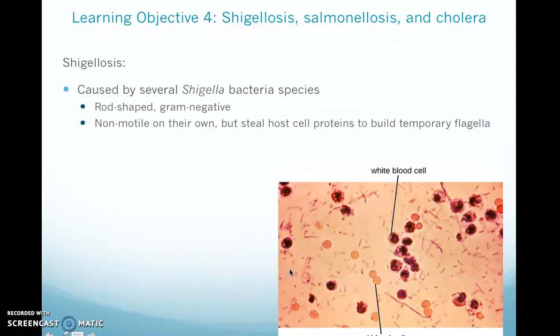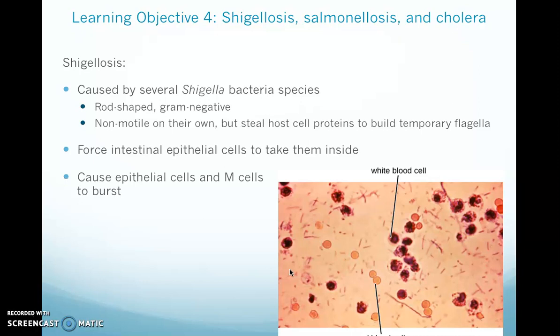These do something kind of cool. They're non-motile on their own. They do not have flagella. But once they get inside our cells, they actually steal our own proteins and use our cells' proteins to build temporary flagella to help them swim around inside the host. They force the intestinal epithelial cells, so that lining, to take them inside. They cause those cells and the M cells to burst, so they're inhibiting our immune system's ability to kill them. They can survive phagocytosis.